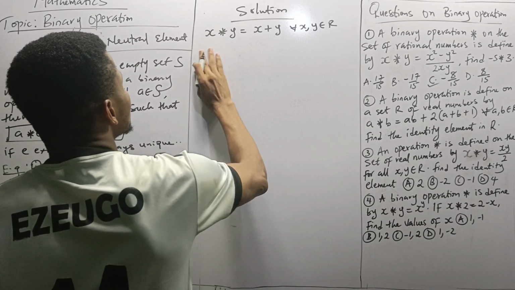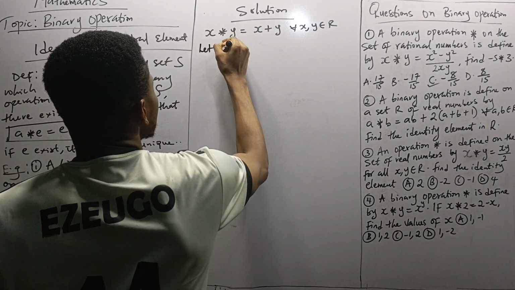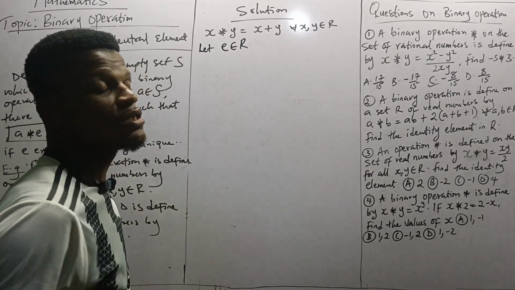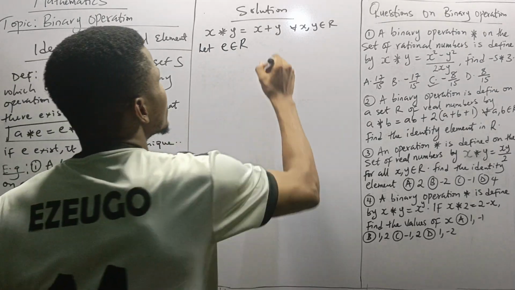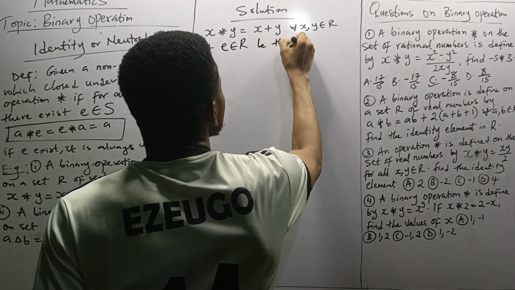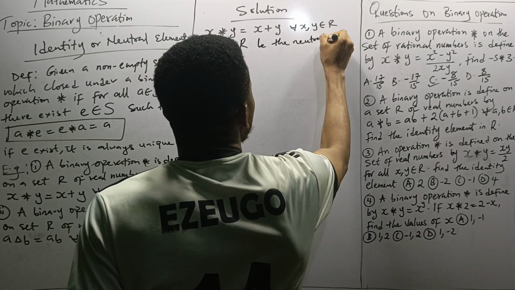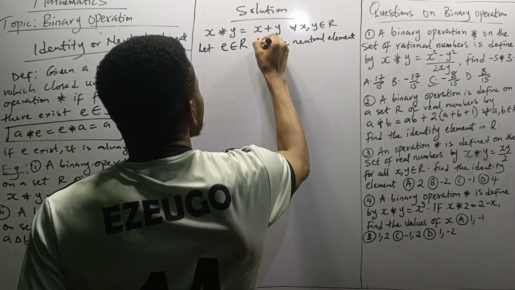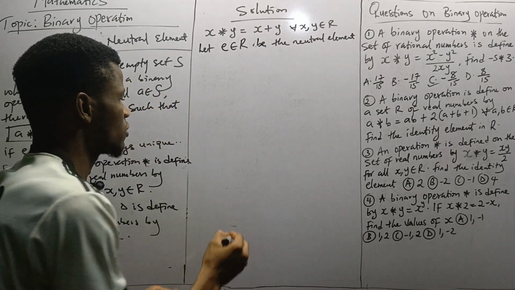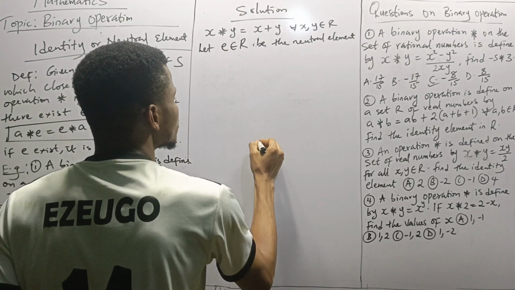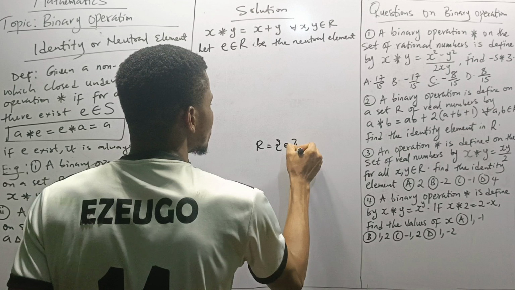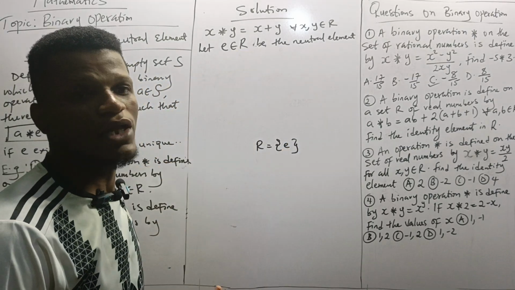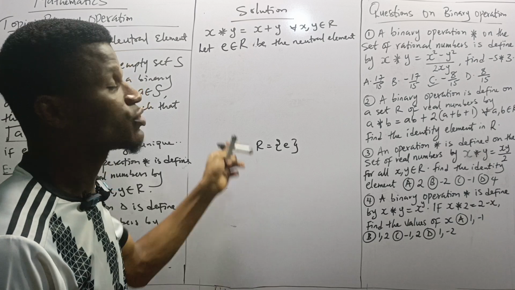All right, remember we are finding the neutral element. So we can say, let E be in R. That is, let E, which is in R, be the neutral element. Now remember that if E is an element of R, it simply means that in R you can find E, meaning that E is already in R. That is the identity element we assume is already in R.